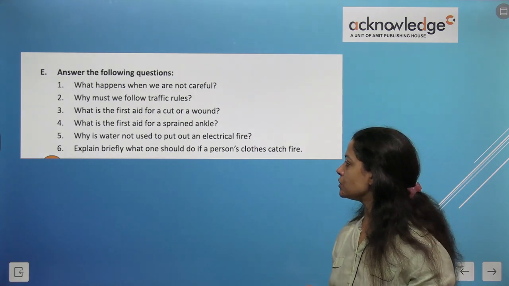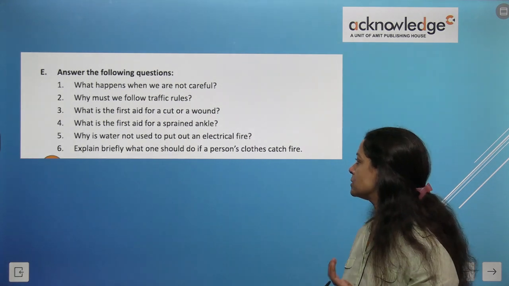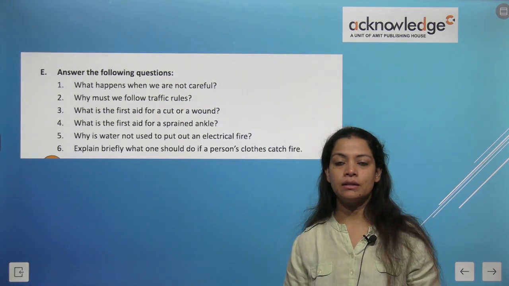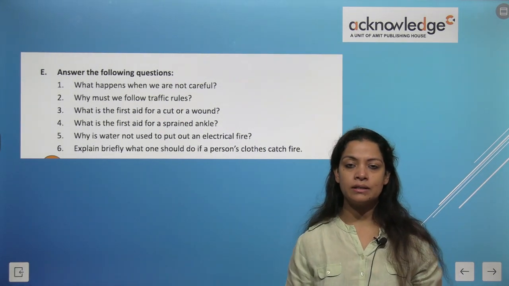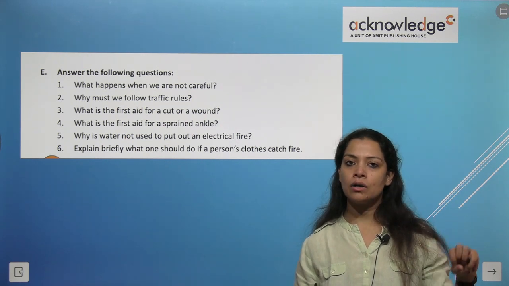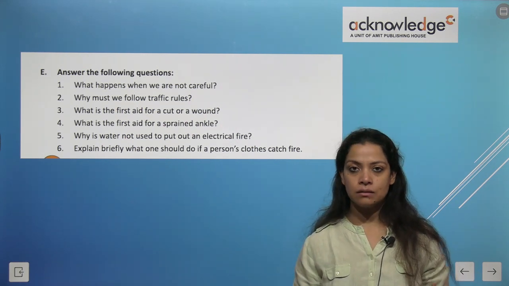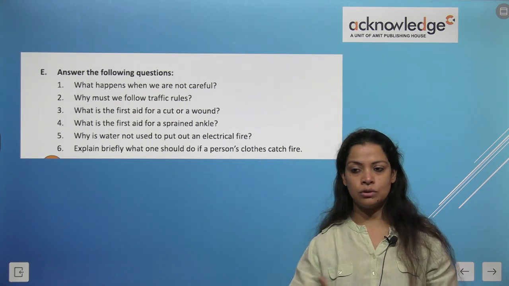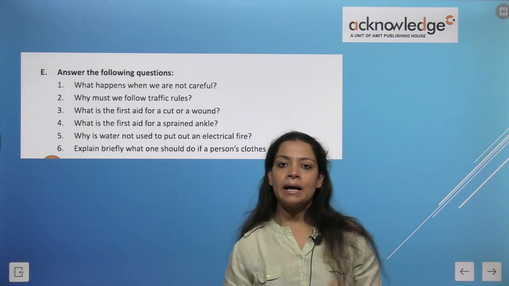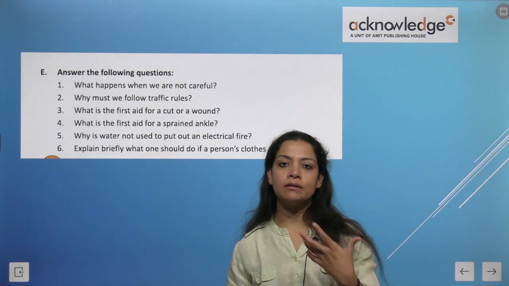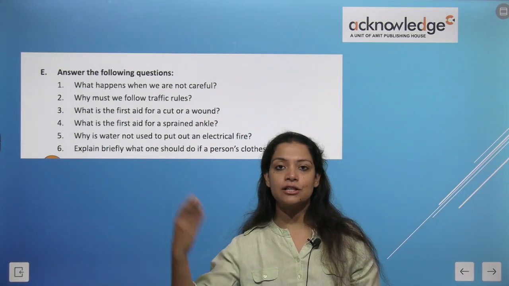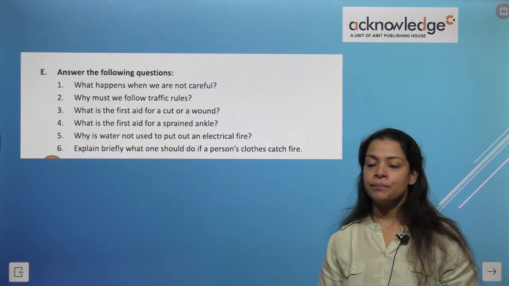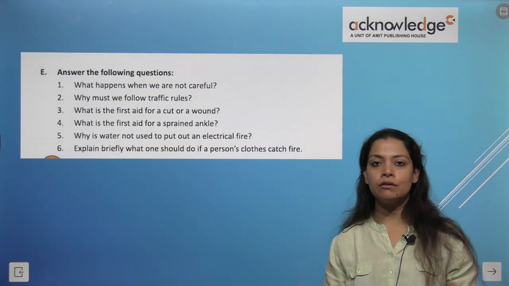Explain briefly what one should do if a person's clothes catch fire. If a person's clothes catch fire, he must not run around in an open area because the air, or the oxygen, will enhance the fire. So he must be dropped down to the ground and a blanket should be wrapped around him so that the connection between the oxygen and the fire is disconnected and it will bring an end to the fire.